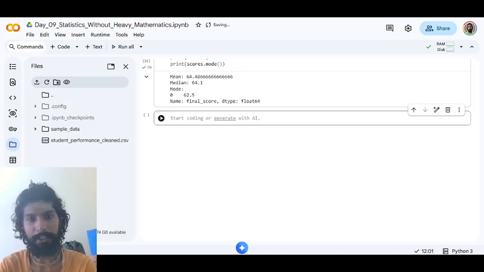Here is a simple interpretation. The average score is approximately 64.5. Half the students scored below 64 and half scored above 64. The most frequently occurring score is 62.5. Notice that each measure answers a different question. The mean answers: what would each student receive if the total score was shared equally? The median answers: what is the middle score after arranging the values? The mode answers: which score appears most frequently? No single measure is always the best. The correct choice depends on the question and the shape of the data.